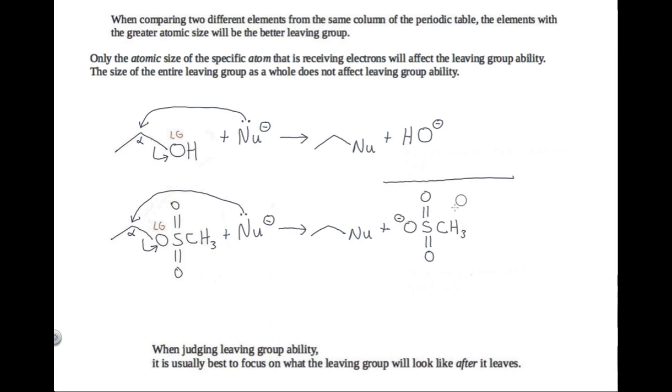Remember that the size of the entire group is not what's relevant. The only sizes we would compare are the sizes of these two oxygens, the oxygens that bear the negative charge, and those are the same size. So it's not the size that makes the difference here. This leaving group is more stable after it leaves because it's resonance stabilized.